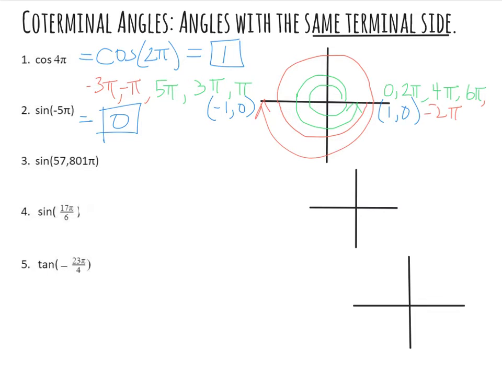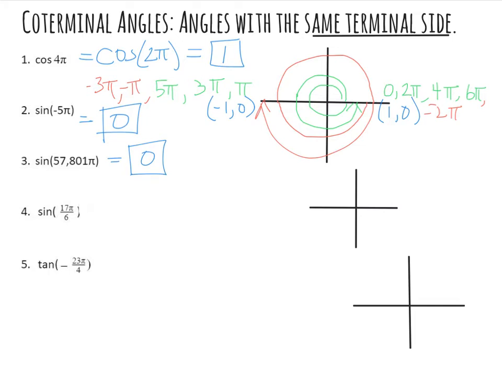Number 3 gives us a really big number, but all we have to do, like the others, is decide is it even or odd. So 57,801 pi. That is an odd multiple of pi, so it falls over here with all these guys. It's also a sine value, so very similar to the one right above it. Its answer will also be 0.